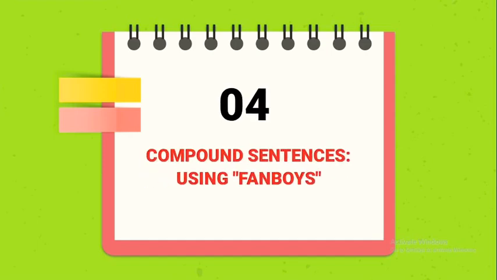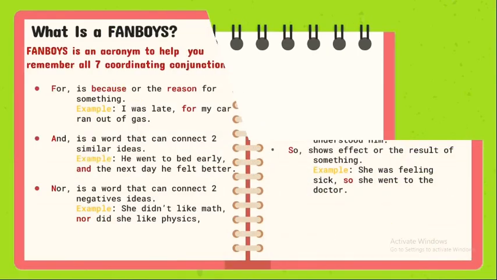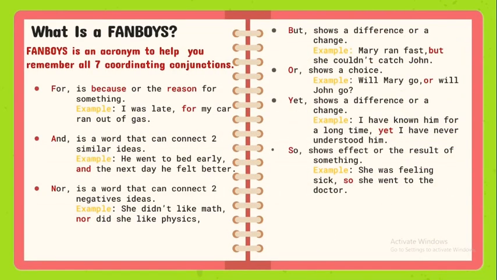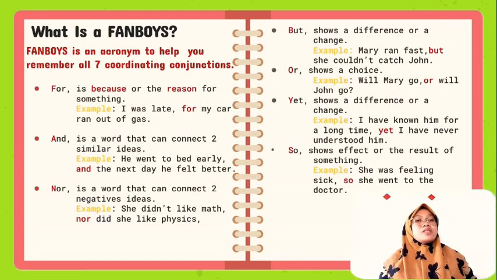Number 4. Compound sentence using FANBOYS. A compound sentence is a sentence with at least two independent clauses. What is FANBOYS? FANBOYS is an acronym to help you remember the 7 coordinating conjunctions. The 7 coordinating conjunctions are, number 1, F is for, which is because, or the reason for something.